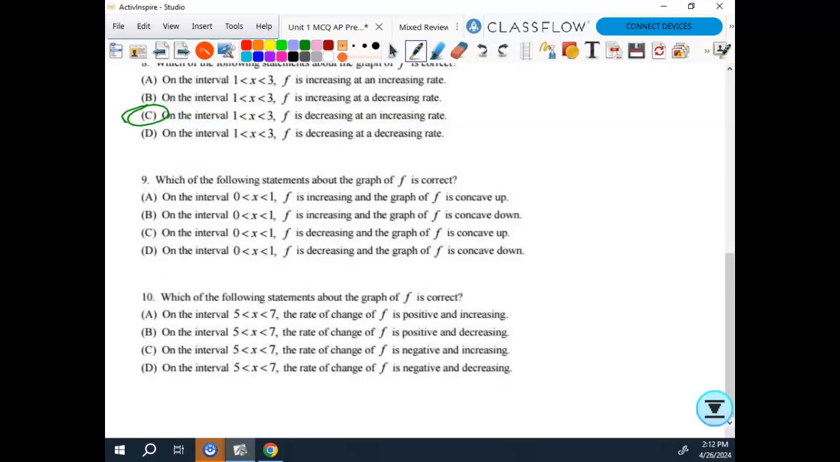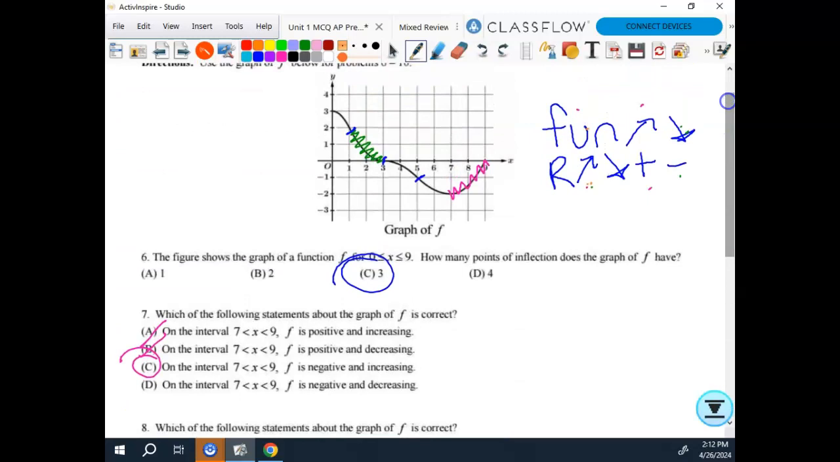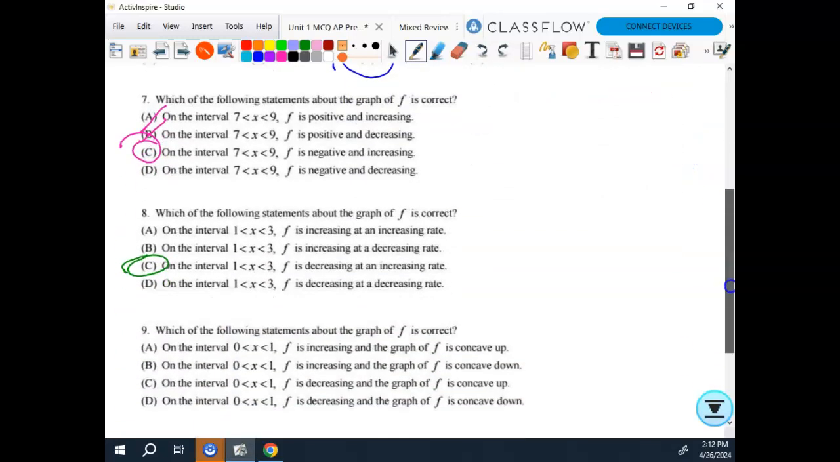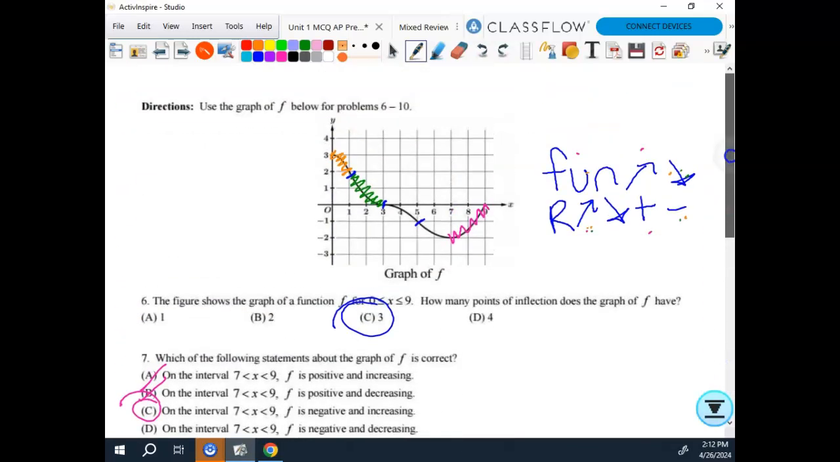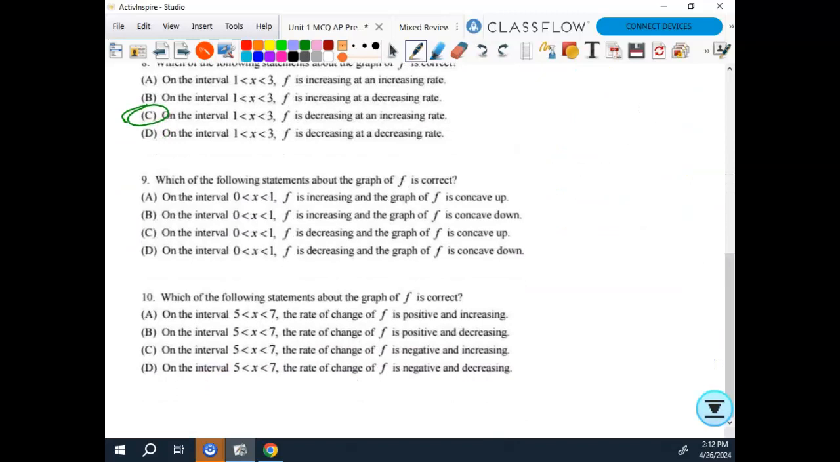Okay? All right, so 0 to 1. Is the function positive or negative? Positive. Is it concave up or down? Down, which means the rate is decreasing. The function is what? Decreasing, which means the rate is negative. What are we actually looking for here? So F is decreasing and concave down is what we decided, right? So D. All right. Show me 10.